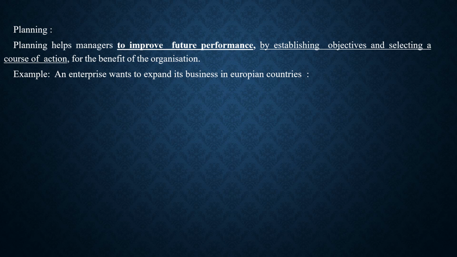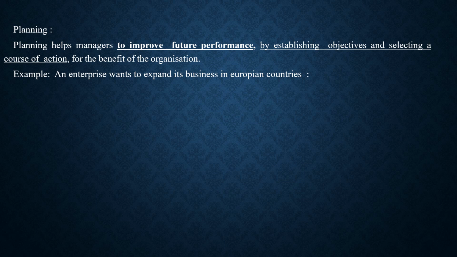For example, suppose you will start studying for 2 hours. Now after December you will start studying for 4 hours. Then what are the things required, so that you will plan out and accordingly you will work. So this is called perfect planning. In case of enterprise also, the planning is very important. So to improve your future performance, to achieve the goal, the planning helps a lot. So planning helps by establishing objectives and selecting a course of action for the benefits of the organization.